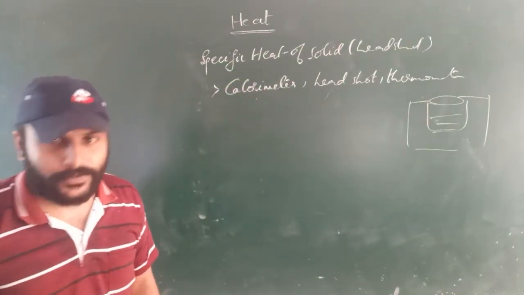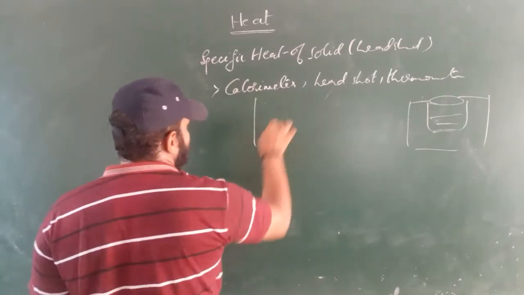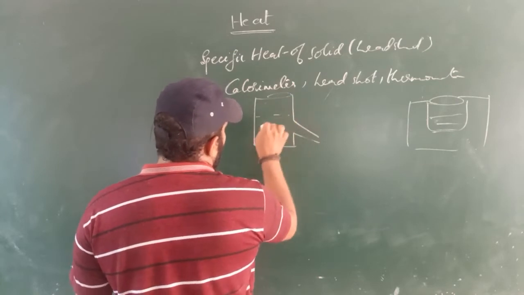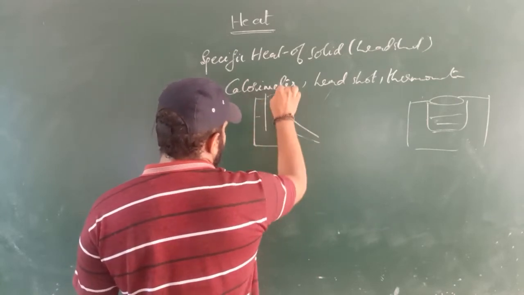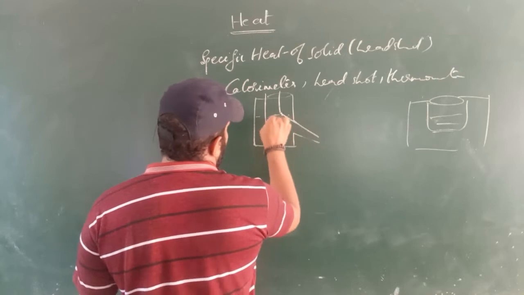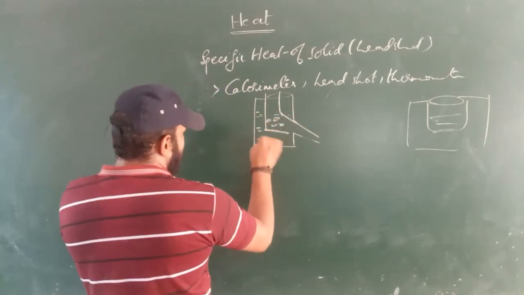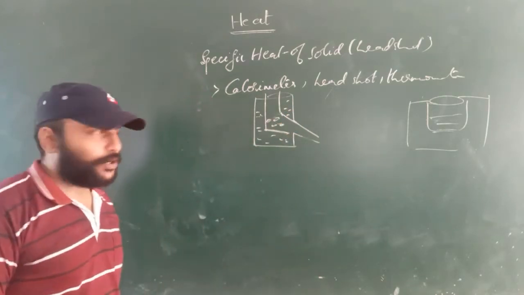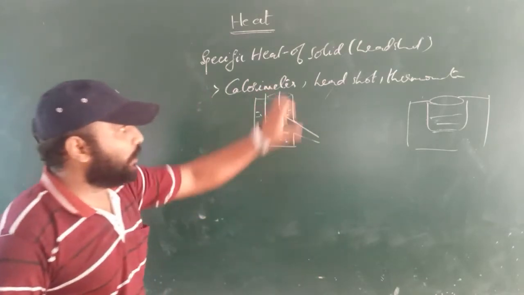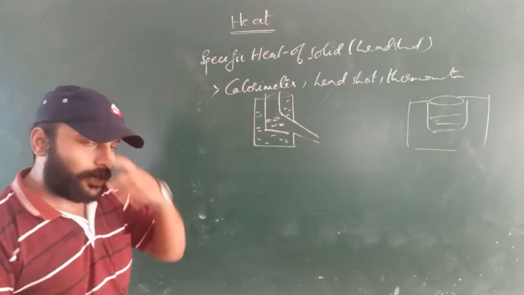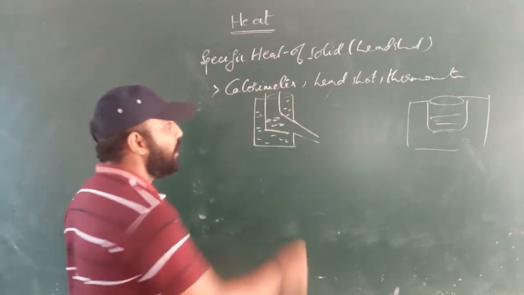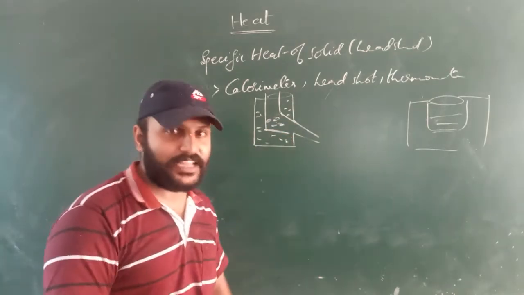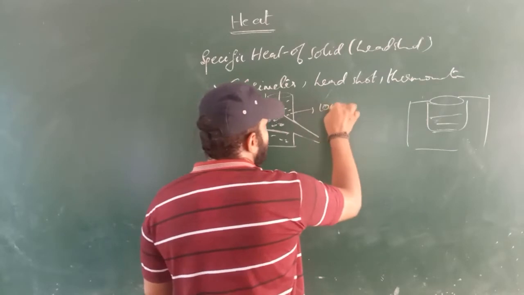Now what will we do? We will take one steam heater, which looks something like this. We will take a few lead shots into the steam heater. Now we will heat the steam heater up to 100 degrees Celsius.